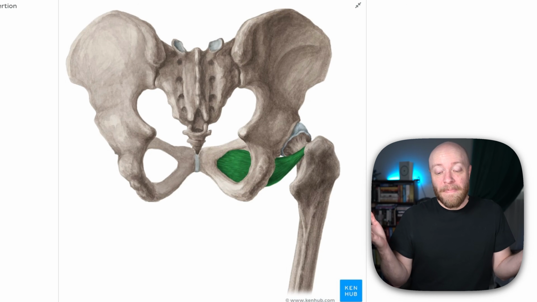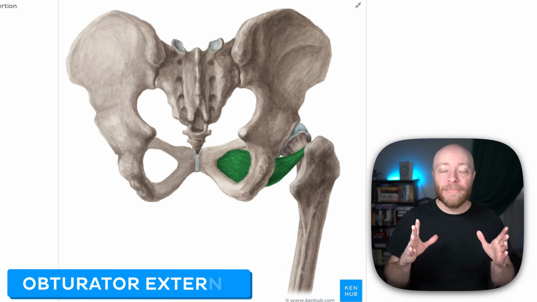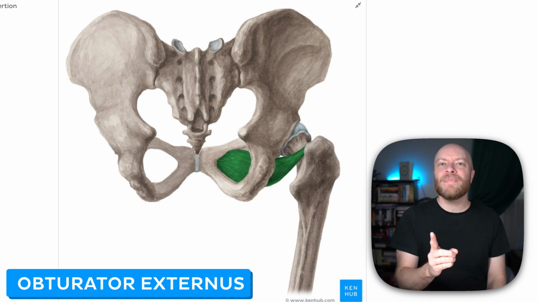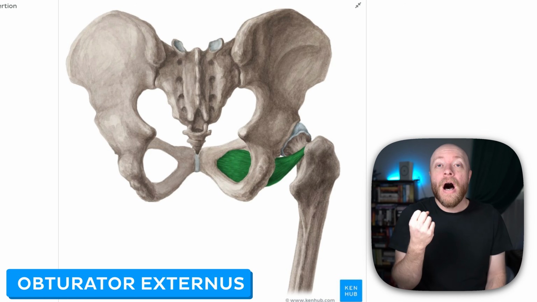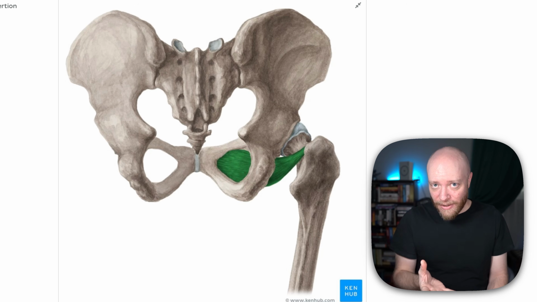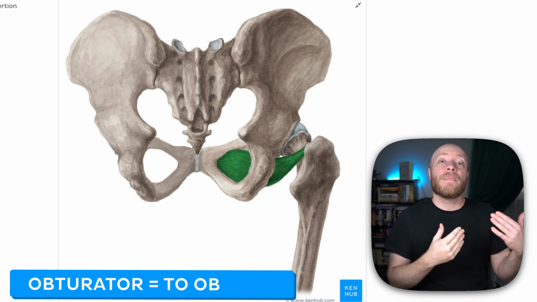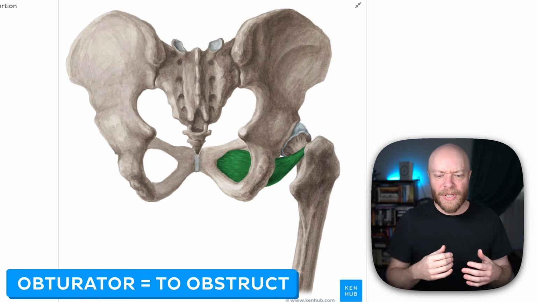I don't know if this is really debatable, but I think this muscle has one of the best names in all of anatomy. It's called the Obturator Externus. I want you to say this with me because it's just fun to say. Obturator. Obturator. Obturator Externus. Right? The obturator means to obstruct, to close, to block, or something along those lines.